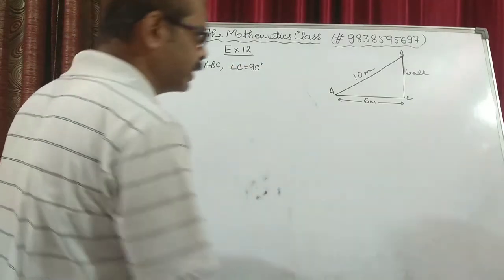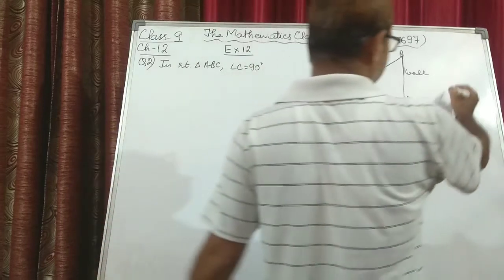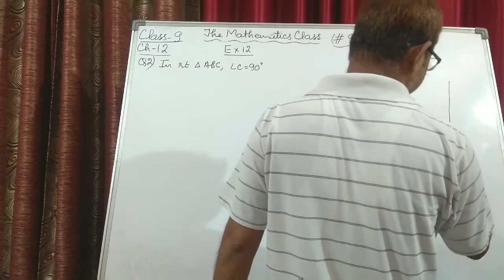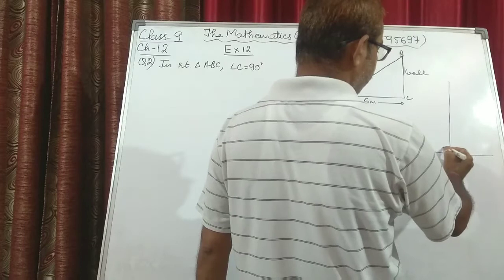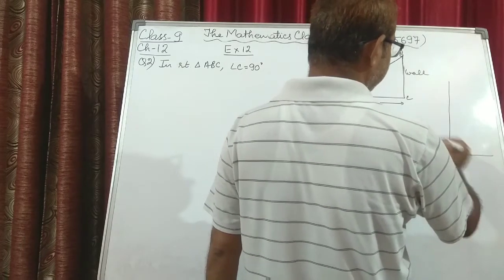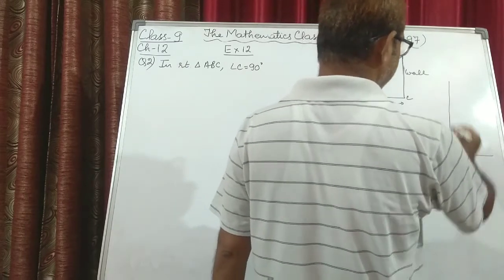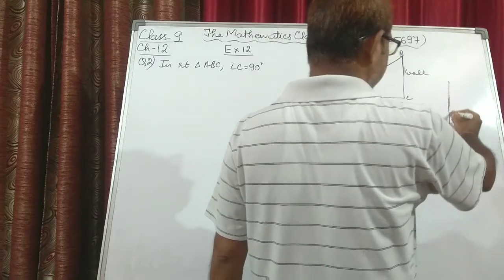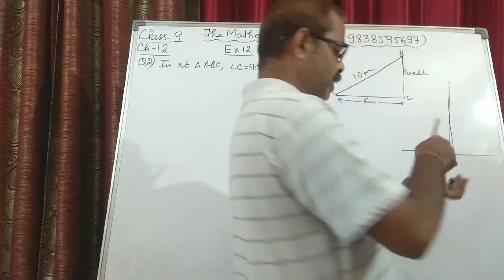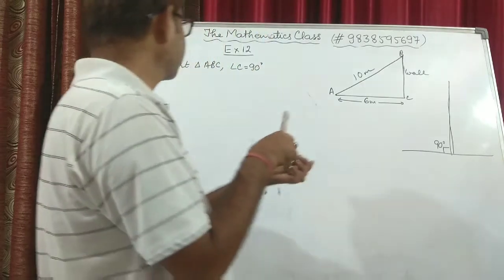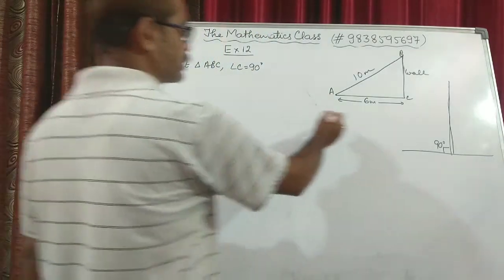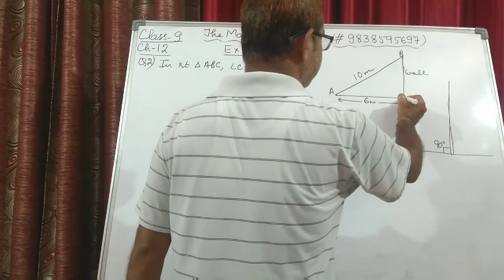Why is angle C 90 degrees? Because they say a vertical wall, and a vertical wall on any ground always makes a 90 degree angle. If any house or building is made vertical just like this, it makes a 90 degree angle. That is why we can say that angle C is 90 degrees.